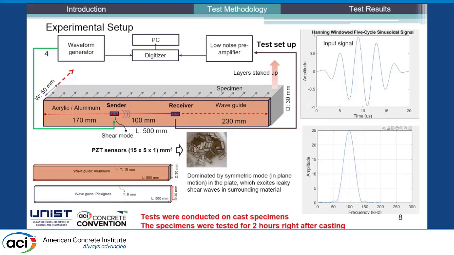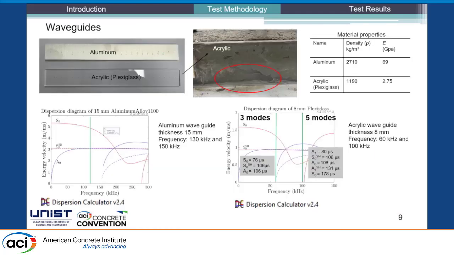And another thing is we have chosen two different kinds of waveguide, which is aluminum and acrylic, because I will further talk about it in the next slide. And then the one on the far right is the input. It is the details about the input signal. And why we have chosen two waveguides?